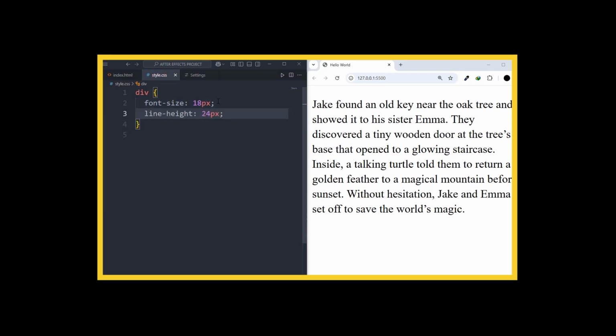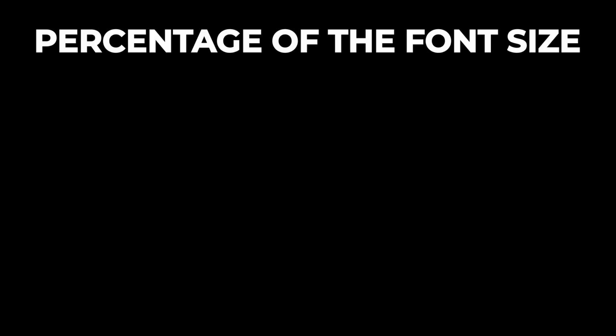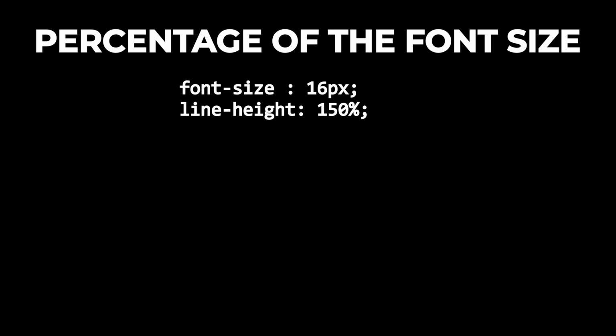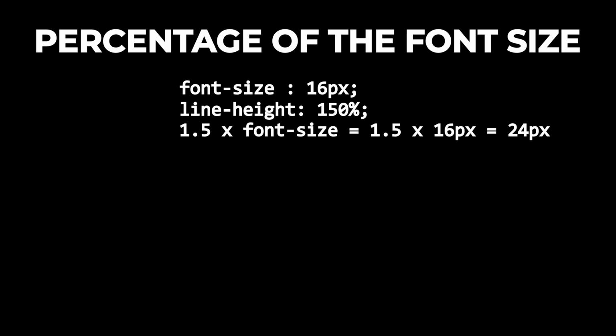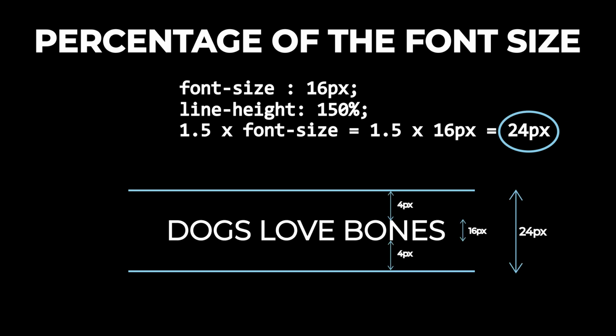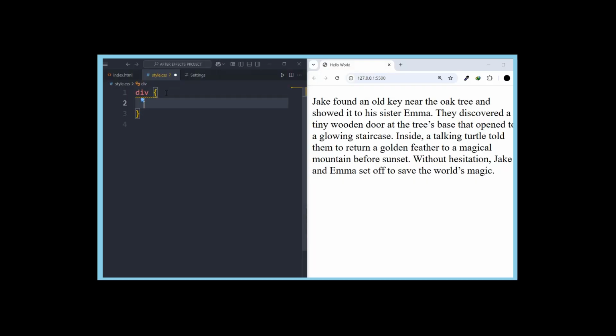The line height can also be expressed as a percentage of the font size. For example, with a font size of 16 pixels and a line height of 150%, the line height becomes 1.5 times the font size, resulting in a line height of 24 pixels. This spacing would appear as follows. Let's try it practically.